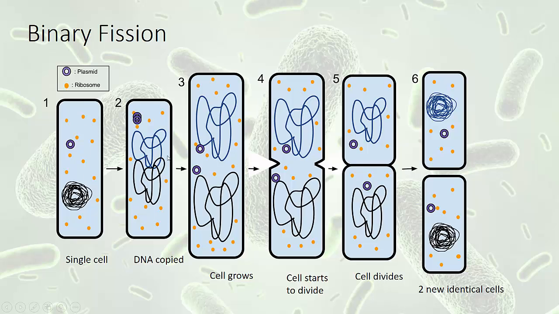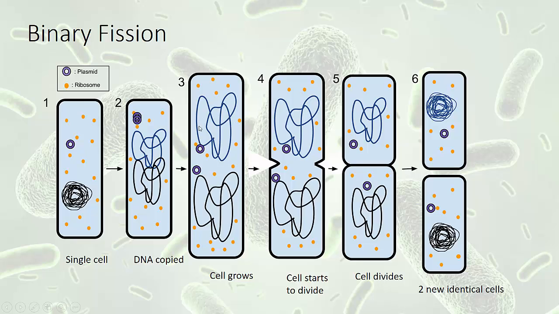The DNA is copied. This is the process of DNA replication, like we learned about earlier in the year. The DNA is replicated. Then the cell grows and gets a lot bigger, and it starts to pinch here in the middle and starts to divide. And then the cell wall and the cell membrane form across here, and now we have two identical cells. So it's really just a matter of splitting and copying itself.